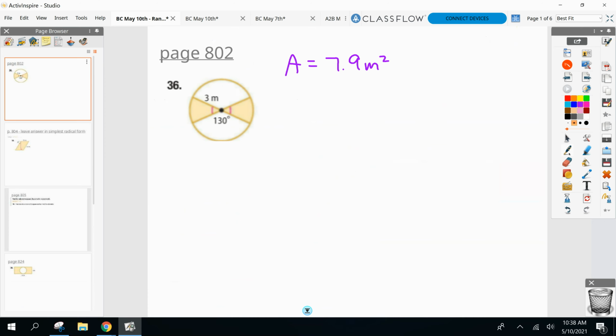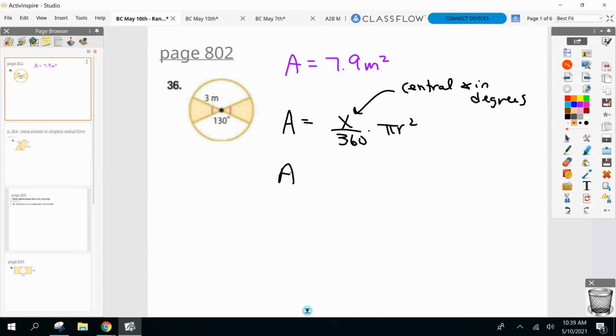Maeve, ready? This is a sector question. What's the area of a sector formula? X over 360 times pi. Good, times pi r squared. A reminder, everybody: X represents the central angle in degrees. All right, let's keep going, Maeve. I don't want to use the 130. What do you use as your central angle? 50, because it's supplementary, and that's part of the shaded region. 50 over 360. What'd you use for your radius?